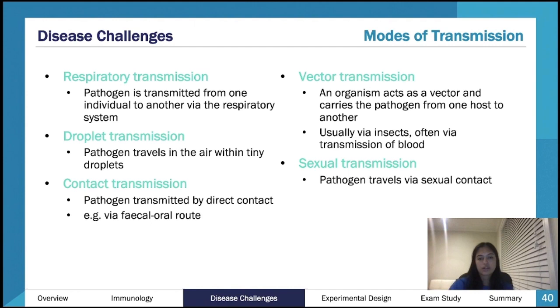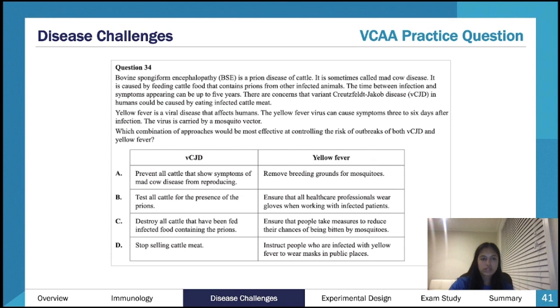Okay, so here is a bit of a question. We'll try and read it really fast. BSE is a prion disease of cattle. Again, we were talking about how prions commonly spread from animals to humans. It's sometimes called mad cow disease, caused by feeding cattle food that contains prions from other infected animals. So you've got prions from other animals, and then you feed that to cows, and then the humans eat the cows.